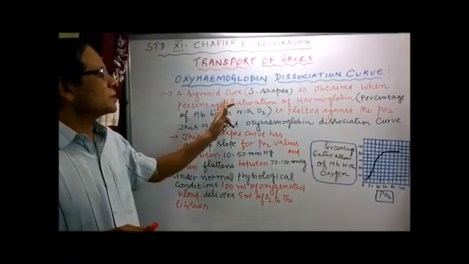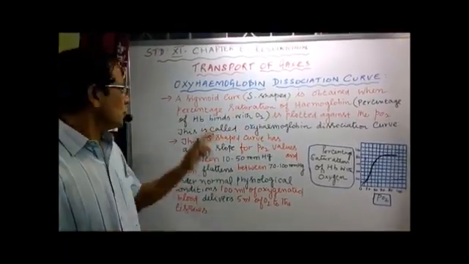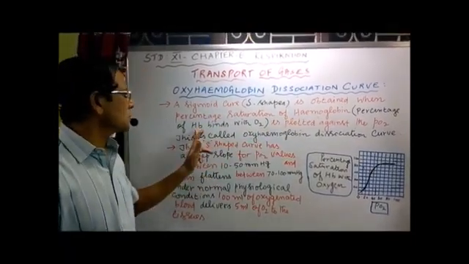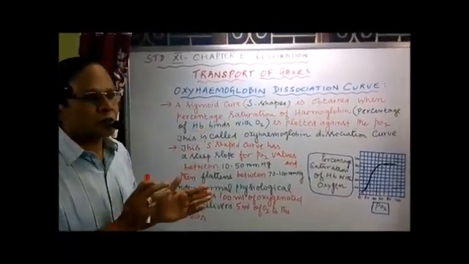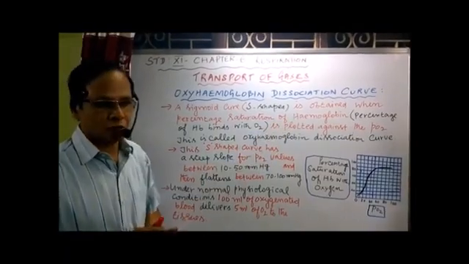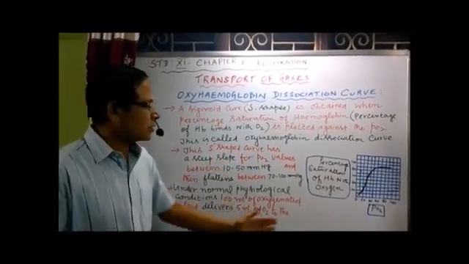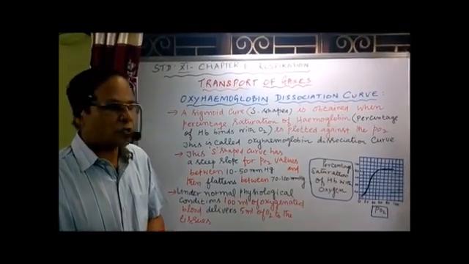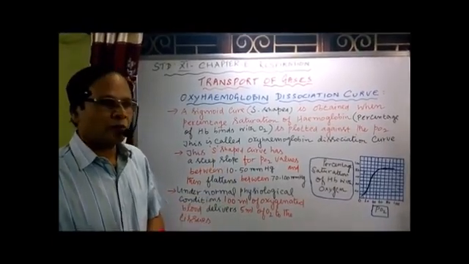So, a sigmoid curve is obtained when the percentage saturation of hemoglobin, which is nothing but the percentage of hemoglobin bound with oxygen, is plotted against the partial pressure of oxygen. And this curve is called the oxyhemoglobin dissociation curve. The curve is normally S-shaped or sigmoid in shape.